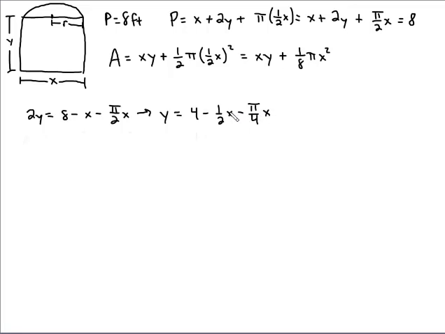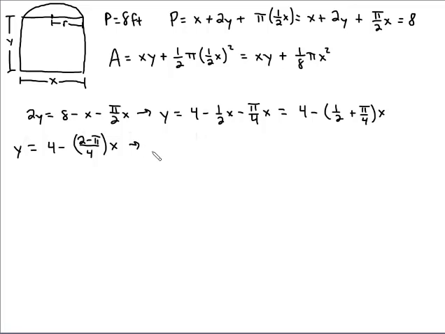And then, well, these are like terms here, so we can combine them. So we're going to get 4 minus 1/2 plus pi over 4, x. And so I factored out the x, and now we'll go ahead and combine these two terms. So we'll get y is equal to 4 minus, let's see, the common denominator is 4, so that'll be 2 plus pi over 4. That's the coefficient, and then x. Okay, so that's what y is equal to.